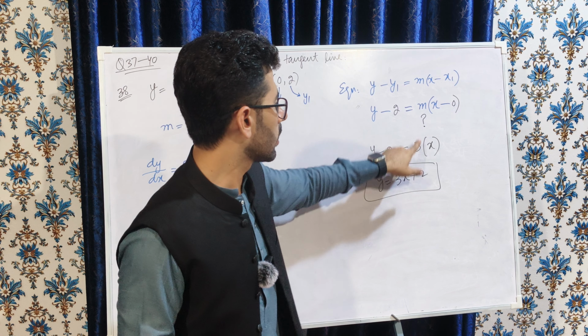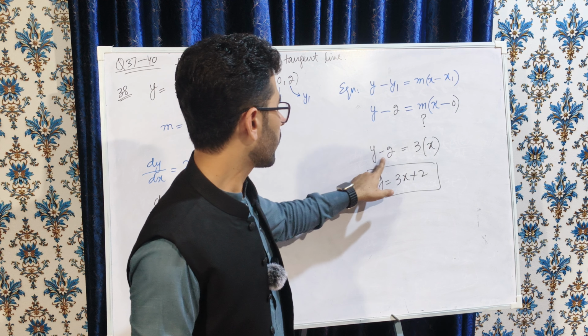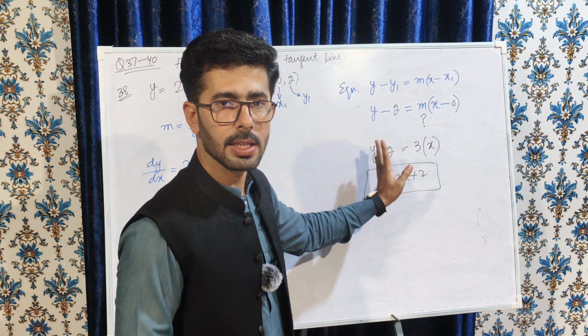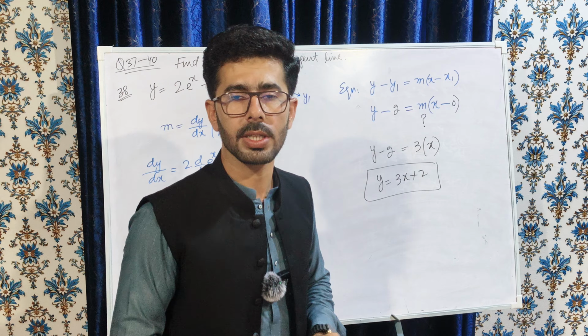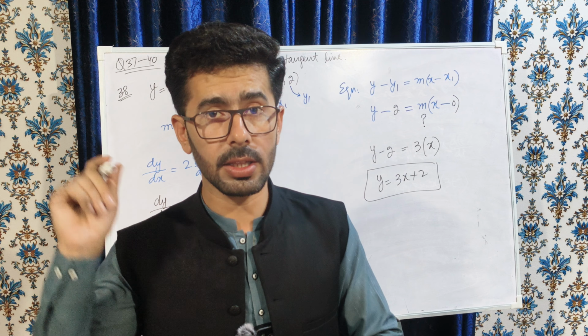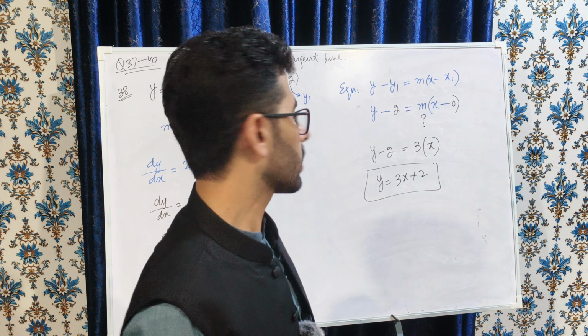We put m equals to 3 here. So we have y minus 2 equals to 3 times x. This negative 2 will get added on the other side. So y equals to 3x plus 2 is the equation of the tangent line to the curve at location 0, 2.